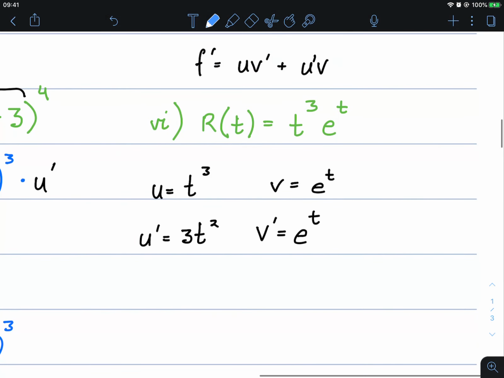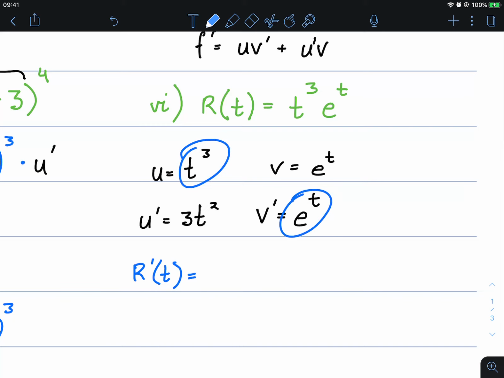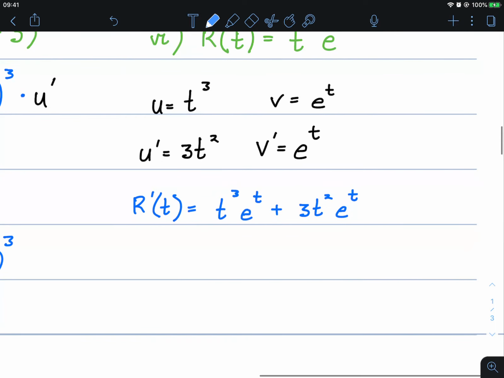Following the product rule, r prime of t is equal to the first times the derivative of the second. So t cubed e to the power of t plus the second times the derivative of the first. So this will be 3t squared e to the power of t. And if we want to simplify this, we can factorize t squared e^t. So t squared e to the power of t times (t plus 3). And there we have it.